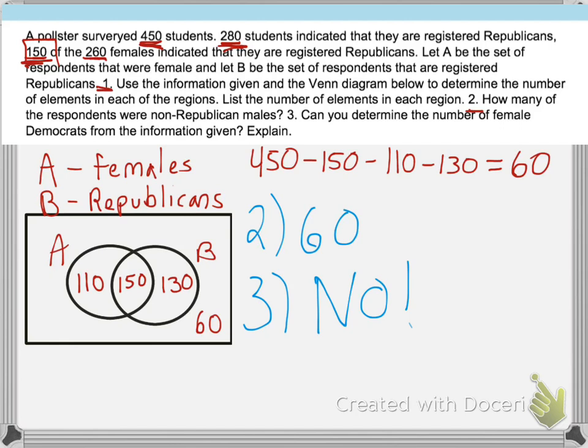Hope this problem helps you out. You can get started on setting up your own Venn diagram problems now.